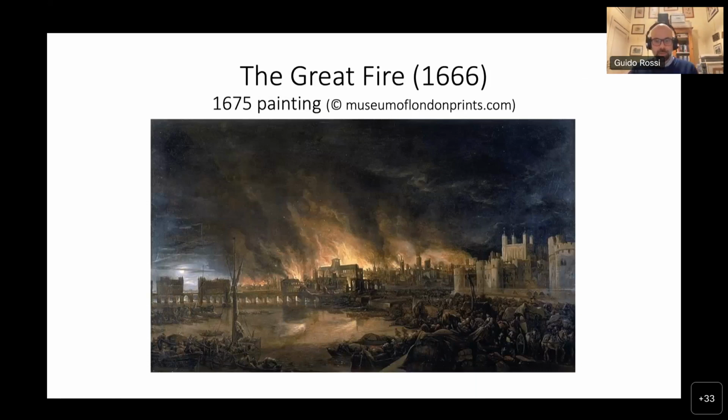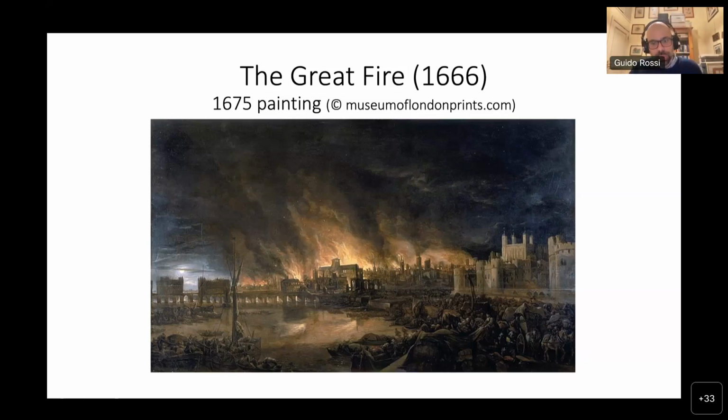And this evocative painting, painted 9 years after it, you can see in the center the old London Bridge, you see the old St. Paul's Cathedral, and you see a very large chunk of London turning into ashes. The only things spared are a tower, a prison at the time, the Mint, but no ordinary dwelling.